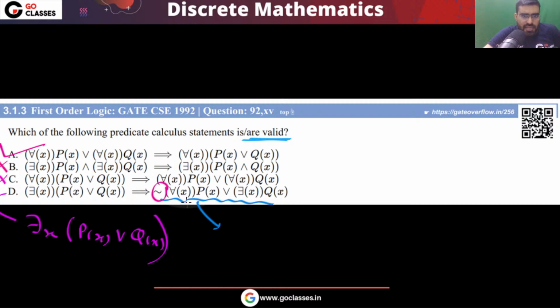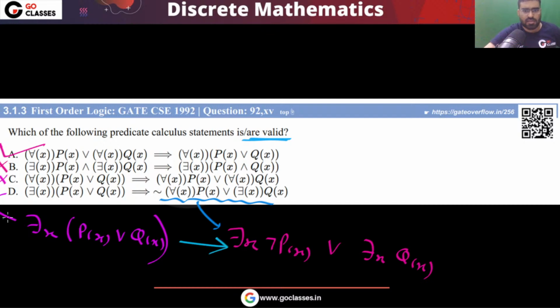Here, this negation is applied on the universal quantifier. So, the negation of the universal quantifier will be the existential quantifier. Negation of Px or there exists quantifier Qx. So, the question is asking, does this imply this? Okay, this we have to check.